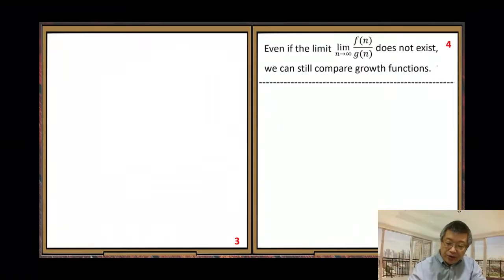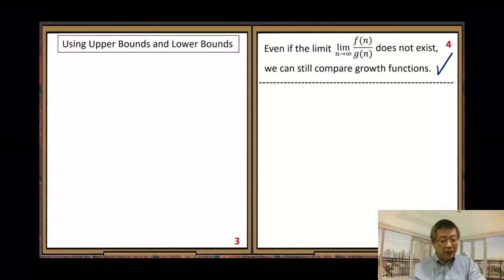Here we want to find a good method to compare 2 growth functions when the limit of the ratio does not exist. We will use upper bounds and lower bounds to study. In this way, we can avoid taking the limit of the ratio of 2 functions. How do we use upper bounds and lower bounds? Very simple. Let's look at the details.